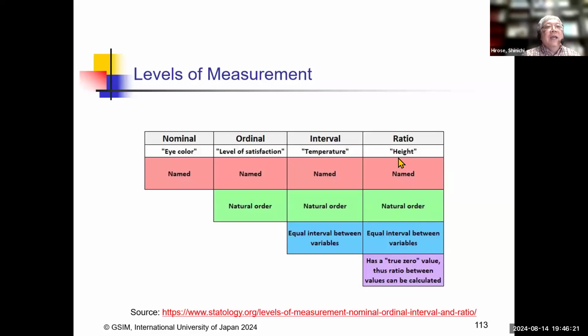Ratio, for example, height or altitude, okay, then sea level is zero. And the mountain 500 meters high or the deep sea minus 1,000 meters deep, you can calculate the ratio. 1,000 meters high times 2 makes 2,000 meters high. It makes sense. However, in case of interval, 10 degrees Celsius times 2 makes 20 degrees Celsius doesn't make sense.